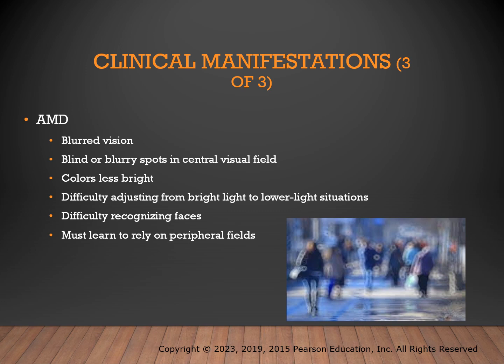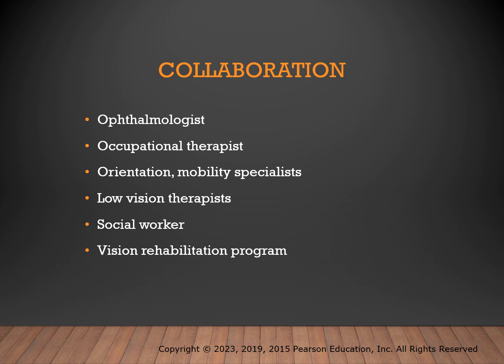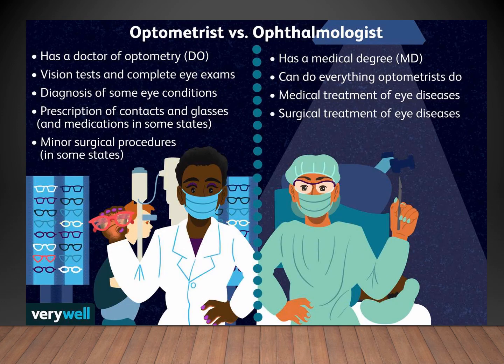So you really become what we call legally blind. You can't drive or get a driver's license. It's very difficult to function. Some of the collaboration: the ophthalmologist, occupational therapist, social worker, anybody that works in the visual field, and then as you lose your vision, anybody in rehab.